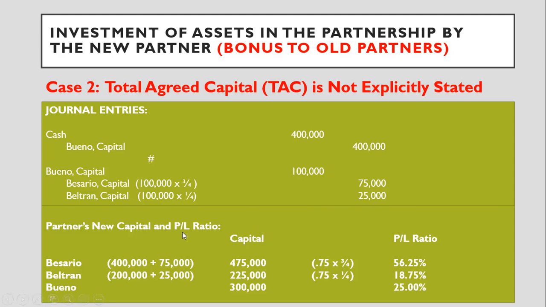After the admission, the P&L ratio and the capital balances of the partners are the following. Bisario will now have 475,000 after the bonus of 75,000. Then Beltran has 225,000. That's 200,000 plus the 25,000 bonus. And of course, Bueno, 300,000. Again, it's 25%, so we still have the same P&L ratio as the previous case, since it's 25% given to the investing partner.